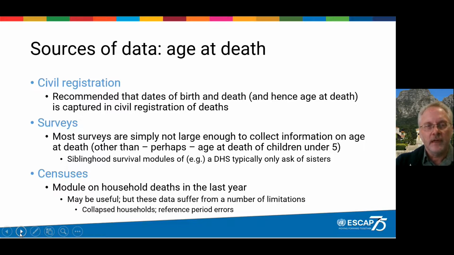The third source of data, which could be used to understand and evaluate age patterns at death, would be data from a census. Many censuses include a module which asks about deaths which occurred in the household in the year before the census. These data are often useful and might provide a useful test against the data from a civil registration system, for example. But the data collected on household deaths in the last year do suffer from a number of limitations. Amongst other things, households might disintegrate or collapse on the death of a particular member of the household, and the members of the household then join other households.